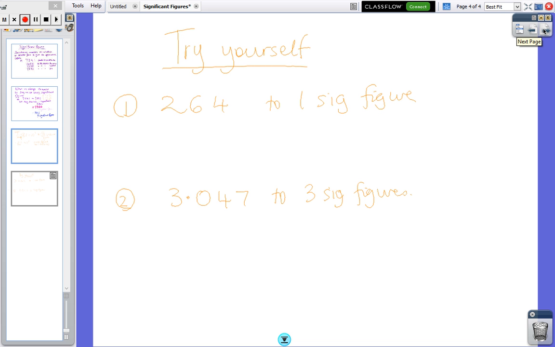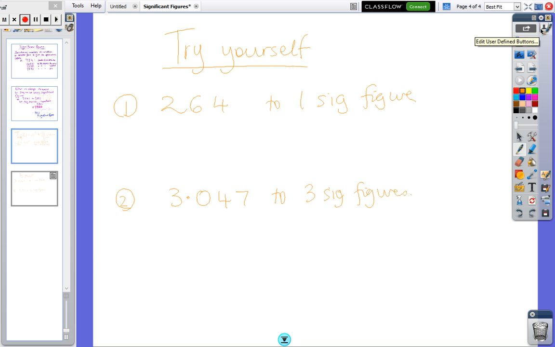Okay, so here's two to do yourself. One's a normal number, and, hang on a sec, I'll just change that last one. It's not loading yet. I'll put it in scientific notation, so say times 10 to the minus 5 to three significant figures. Have a go at that. Pause when you're ready. Come back live.